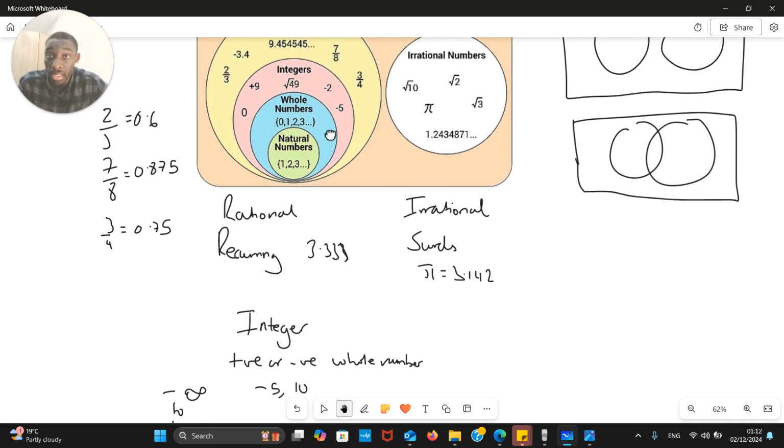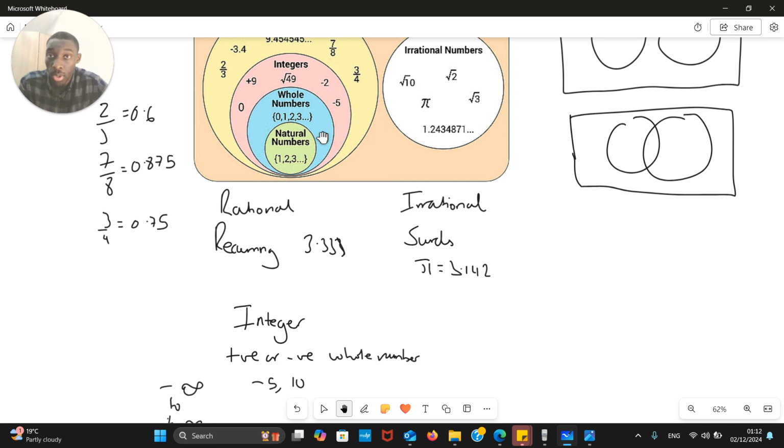Now, within our integers, we can see that we can have whole numbers. So now we are taking out a group of numbers from each category. What separates a whole number from an integer is that the whole numbers are positive. So if you have a negative number, a negative whole number is going to be an integer, but any number that is positive, starting from 0, is going to be a whole number.